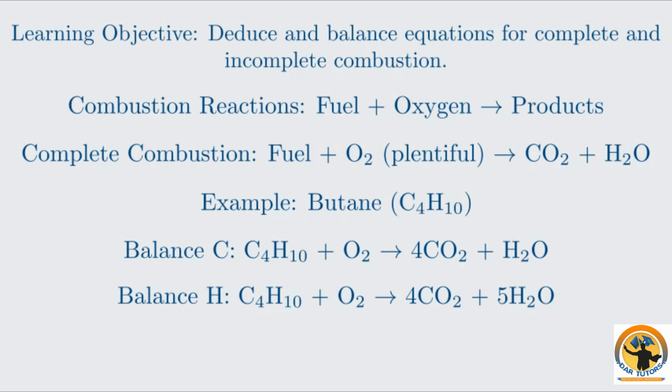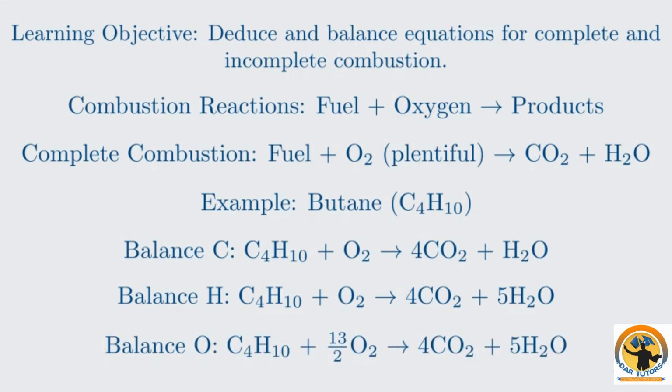Finally, we balance the oxygen atoms. On the product side, we have 4 times 2, or 8 oxygens from CO2, plus 5 oxygens from H2O. That's a total of 13 oxygens. To get 13 oxygens on the reactant side, we need 13 over 2, or 6.5 moles of O2. This gives us the correct number of oxygen atoms.